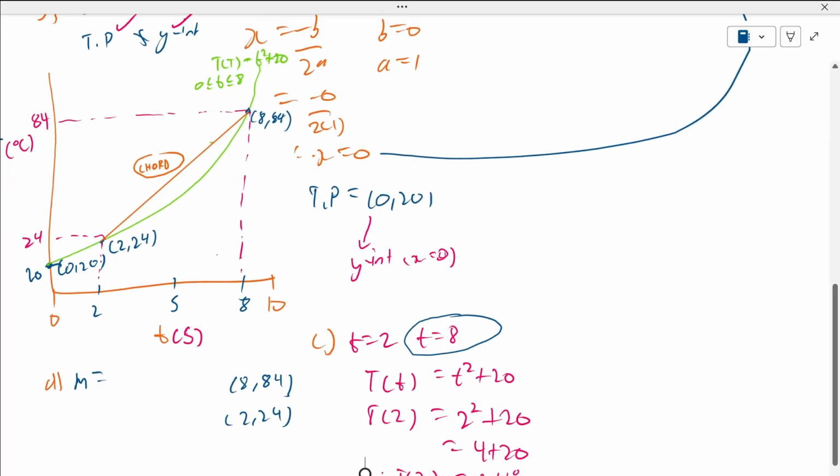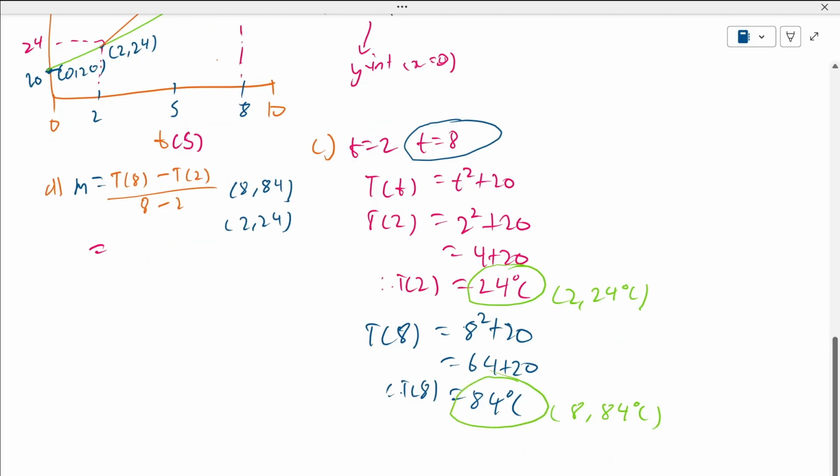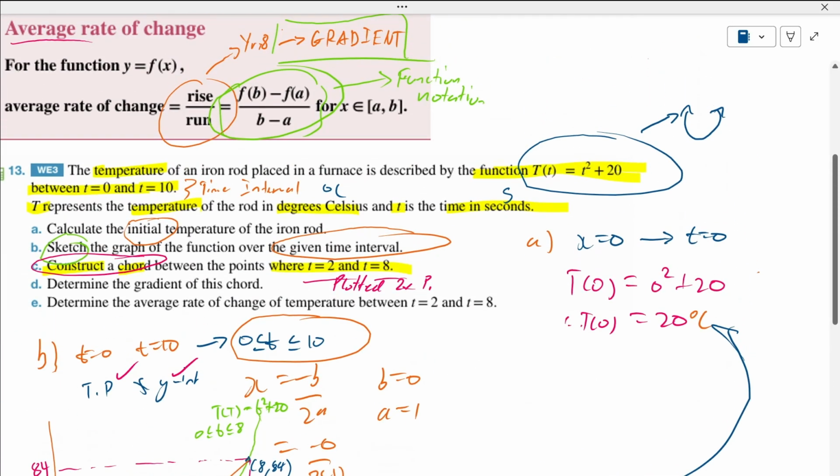So it's going to be T of 8, because at 8 seconds, minus T, the temperature at 2 seconds. That's how you can interpret what is being said here: the temperature at 8 seconds minus the temperature at 2 seconds, over 8 seconds minus 2 seconds. Now we can substitute the values we've got of 24 and 84. That's 84 minus 24 over 6. 84 minus 24 is 60, over 6. Therefore, our gradient is 10. That is our final answer for the gradient, so part D is done.